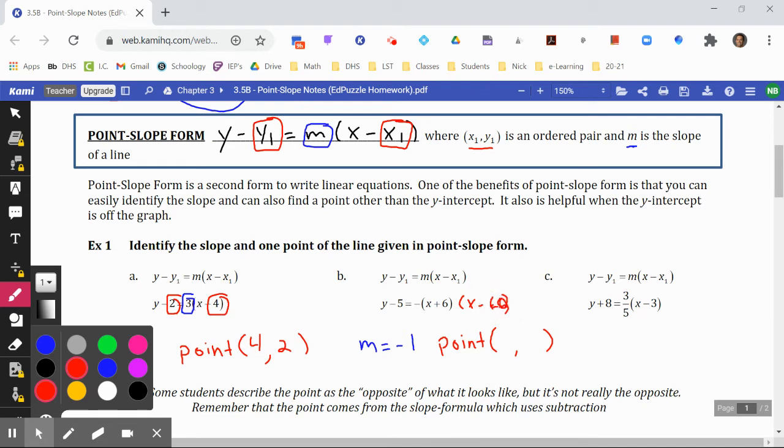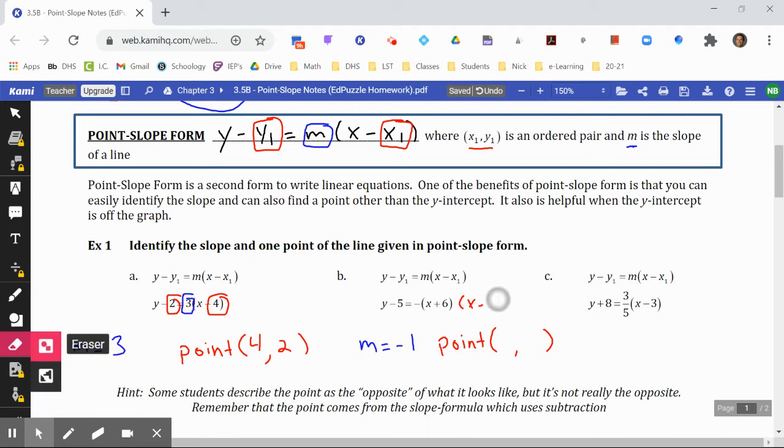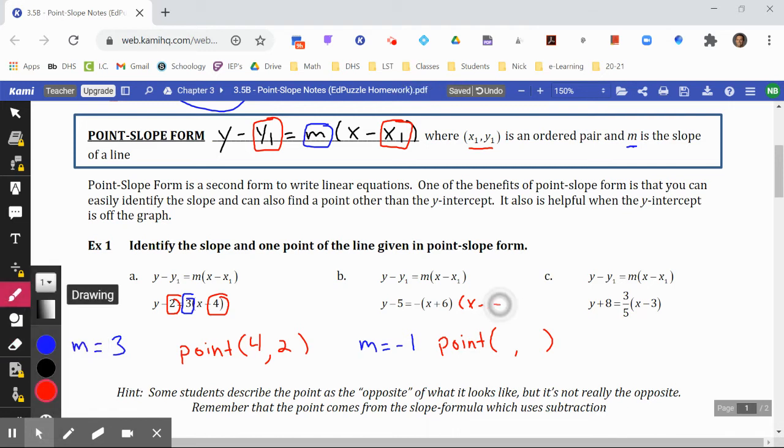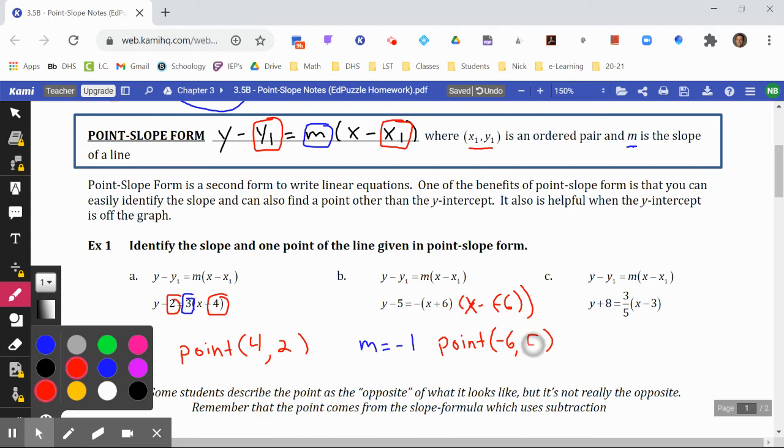Let me kind of clean that up here. So x minus a negative 6. So therefore, my x value is really a negative 6. Again, my equation needs to match my form in order for me to see that x and y point. And then on my left side, I got y minus 5. So therefore, my y1 value is going to be a positive 5, because it matches my form of y minus y1. So my point is negative 6, comma 5.